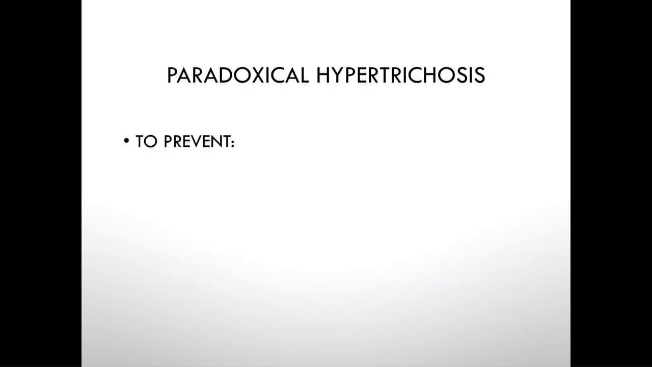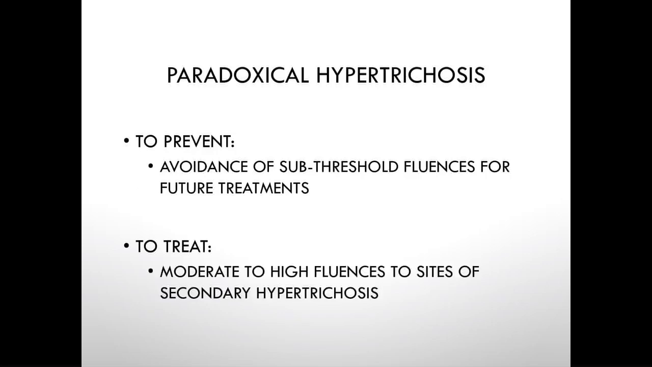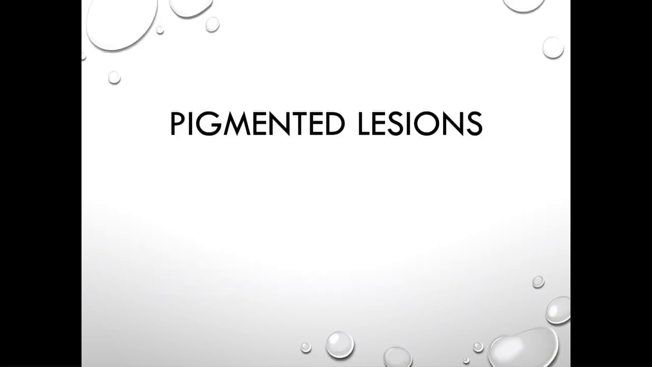So how to prevent paradoxical hypertrichosis? You should avoid subthreshold fluences for future treatments. And when it happens, you can treat it with moderate to high fluences to the sites of the secondary hypertrichosis.